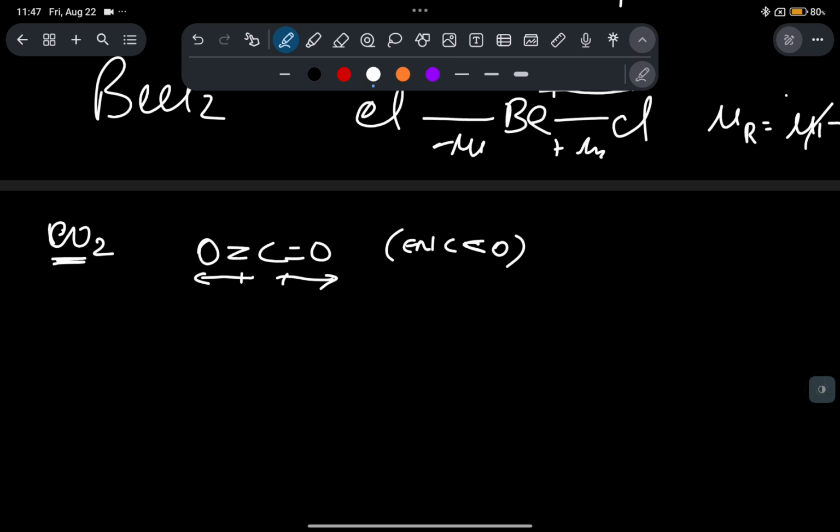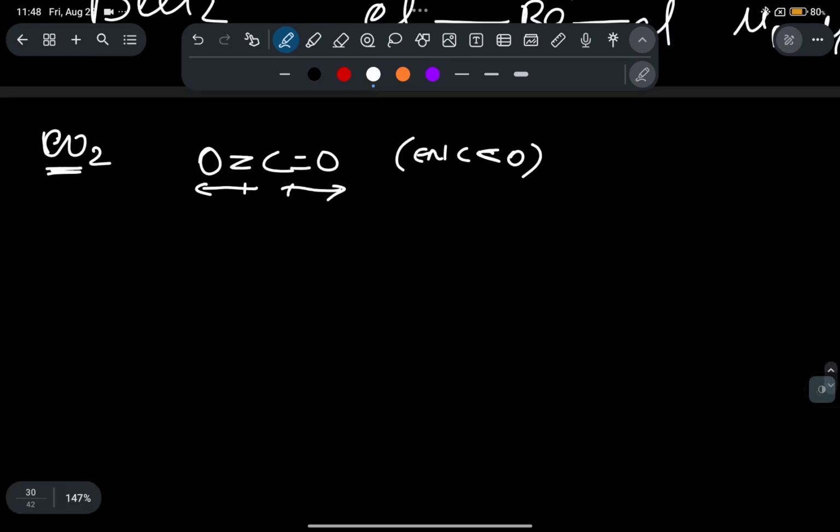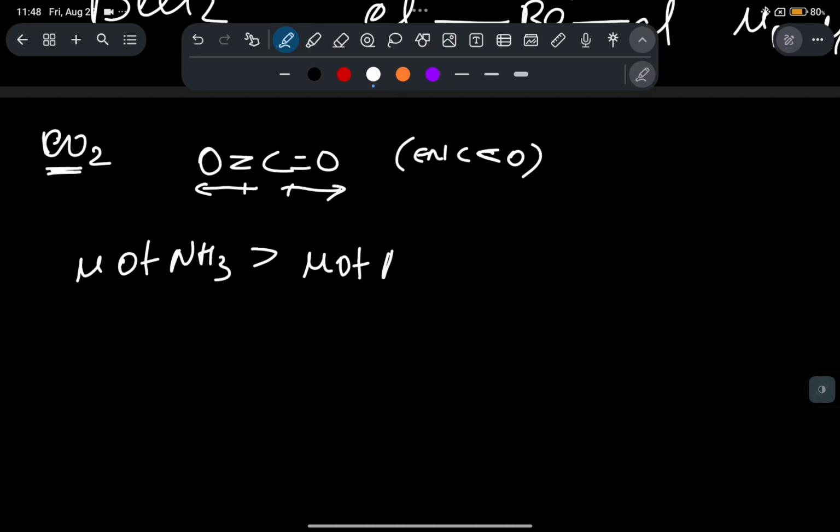But the mu of NH3 is greater than the mu of NF3.